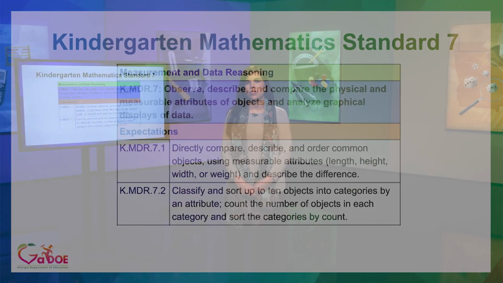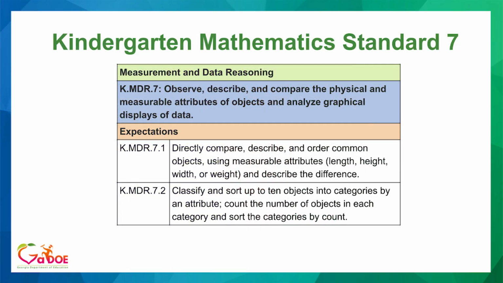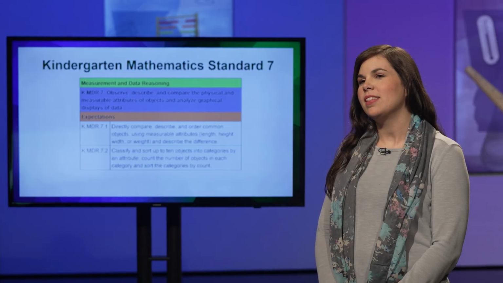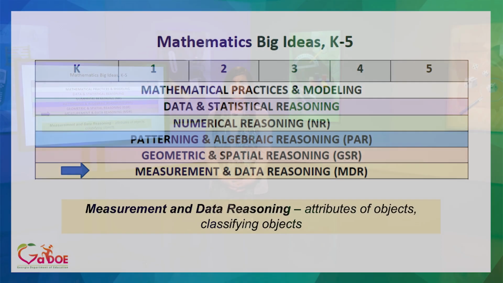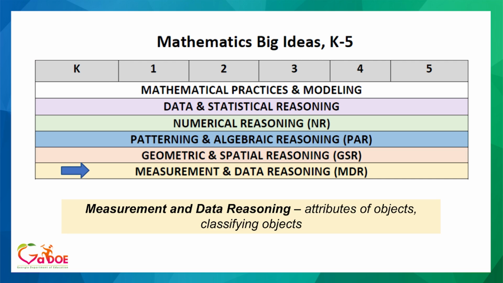In this video, we will be discussing Kindergarten Standard 7 that relates to measurable attributes of objects. Let's get started. Kindergarten Standard 7 is part of the big idea of measurement and data reasoning that includes the attributes of objects and classifying objects.